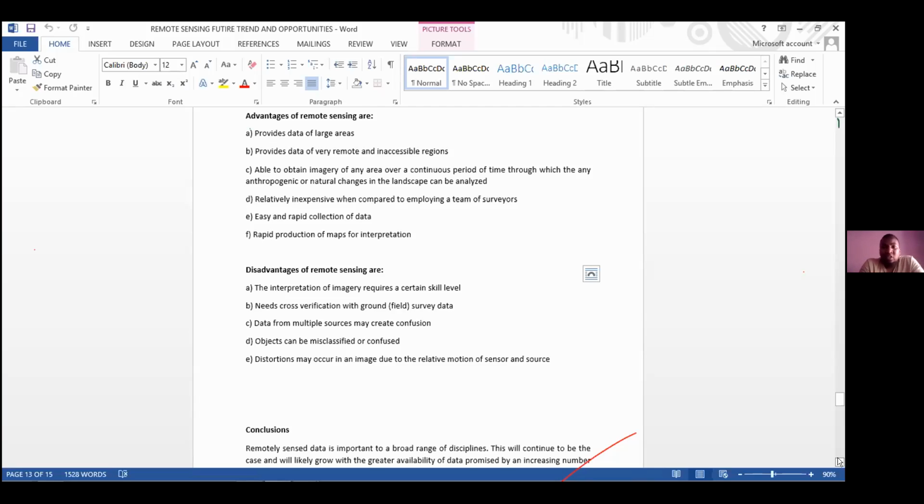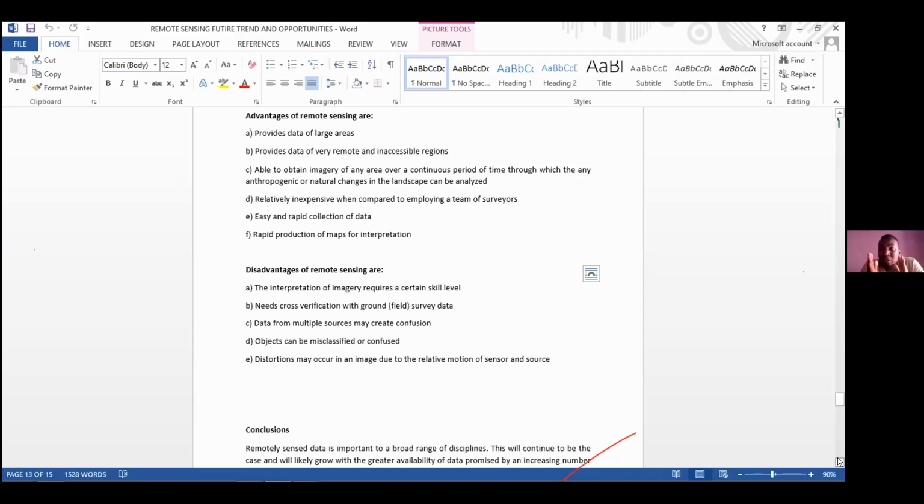Then advantage number three, it's able to obtain imagery of an area over a continuous period of time. Like for instance, I was saying forest monitoring, maybe a forest that is far away. For instance, I can get data of a forest in South Africa and I'm in Kenya. How can I do that? I can do that using remote sensing. I just need to tap into the satellites, provide my area of interest, and then get that data over a continuous period of time. I can obtain that data today.